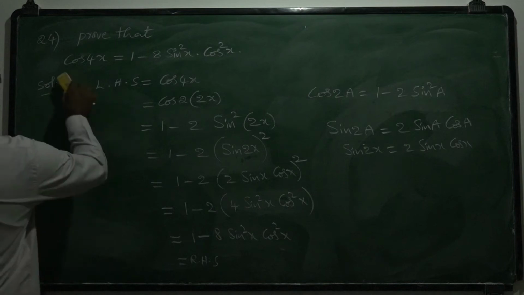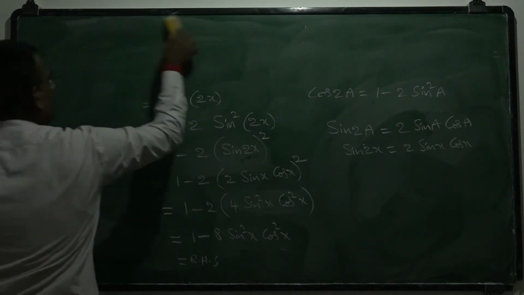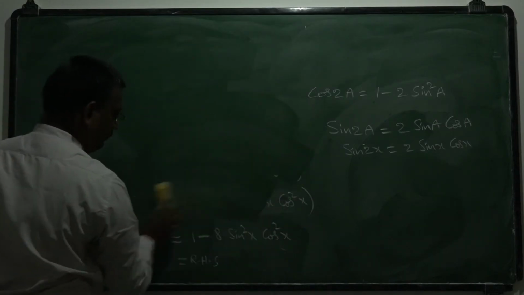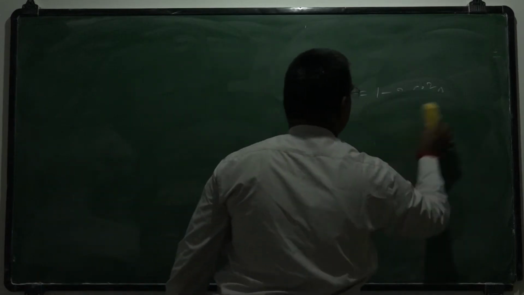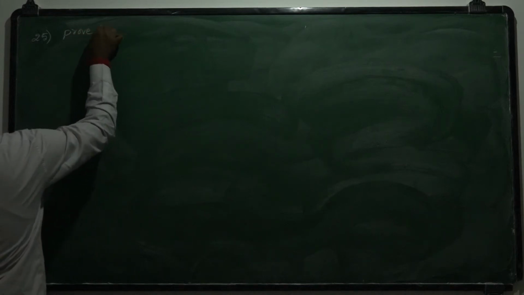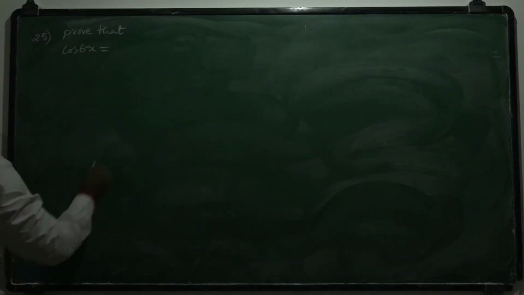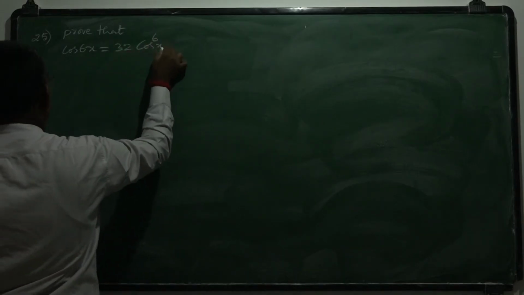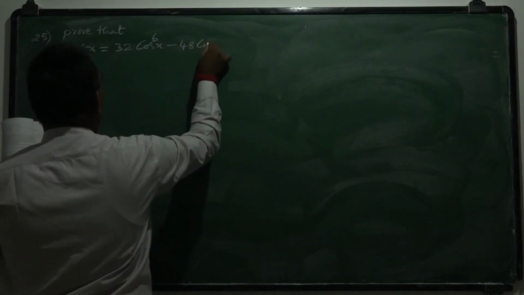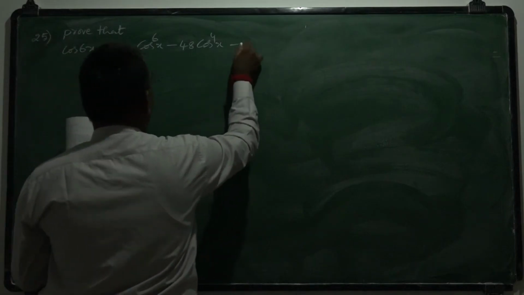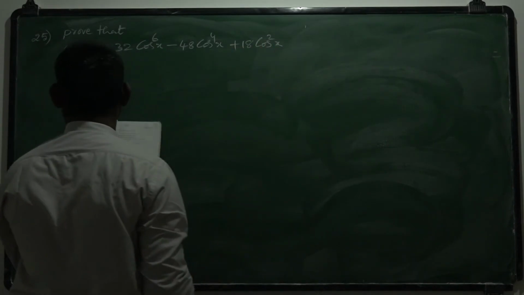Okay, next problem. Problem number 25. Prove that cos 6x is equal to 32 cos power 6x minus 48 cos power 4x plus 18 cos square x minus 1.